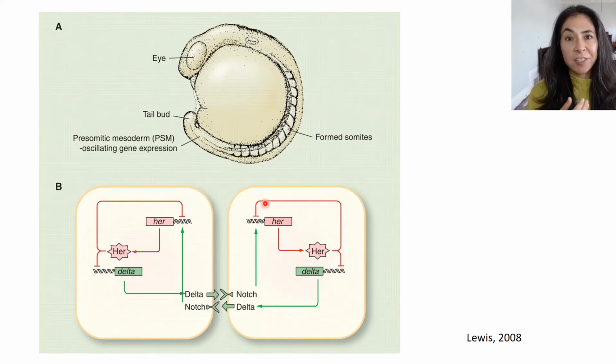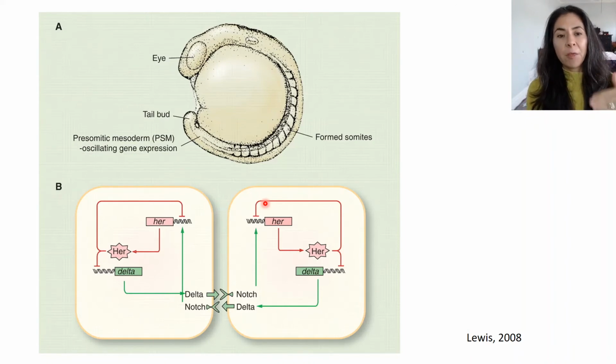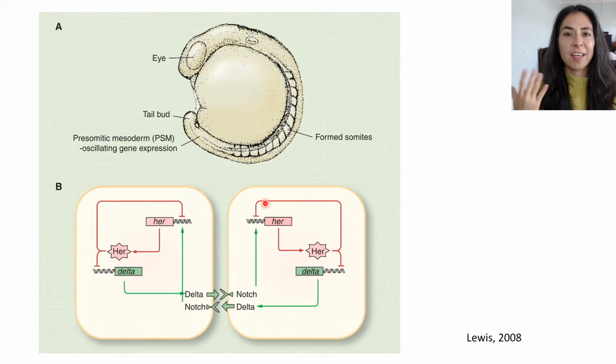In this case, it's called HER for... Do you want to know? You do want to know. So HES is for Hairy and Enhancer of split. Those are the two Drosophila genes that are homologous to this whole suite of vertebrate genes. And HER is Hairy and Enhancer of split related. It's a mouthful, but they're all homologs of each other. They all have a lot of the same tasks in a cell.